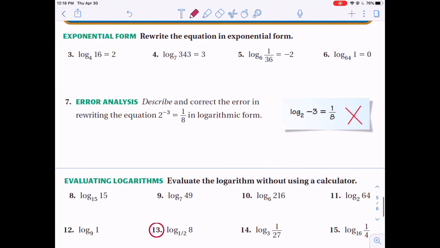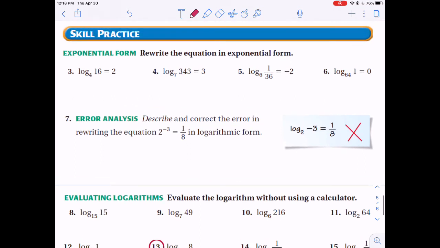All right, let's look at some more examples in the skills practice, and then we'll give you some work to do. For numbers 3 to 6, they say to write it in exponential form. So it's base 4, to the 2 power, 16. Yeah, 4 squared is 16. 7 to the 3rd power equals 343. 7 times 7 is 49, and you can kind of see 49 times 7 will be 343. Another fraction here with a negative. Base 6 to the negative 2 equals 1 over 36. Remember, negative 2 makes that 6 go down to the denominator. So it's going to be 1 over 6 squared, which is just that, right? And the last one, you have base 64 to the 0 power equals 1.